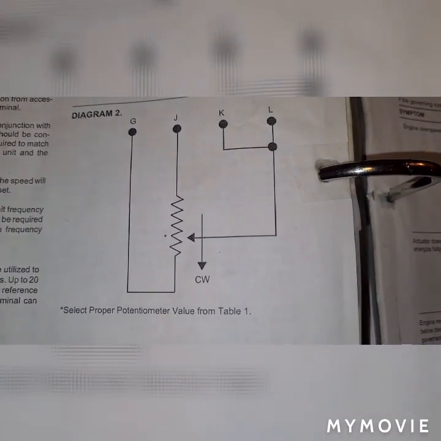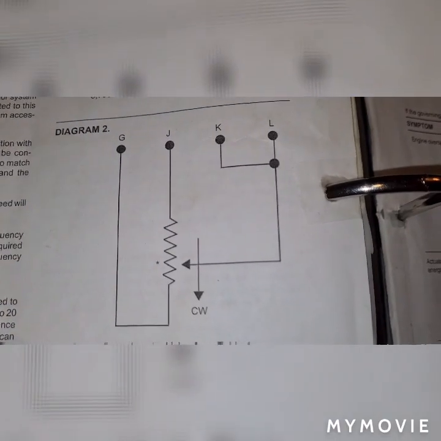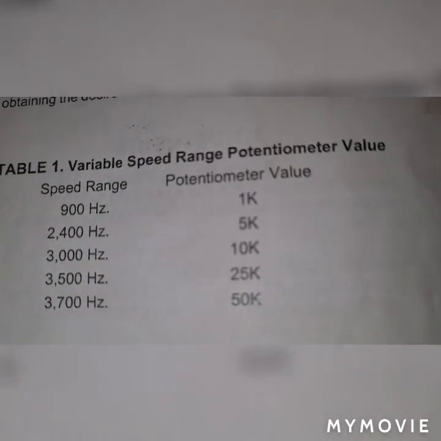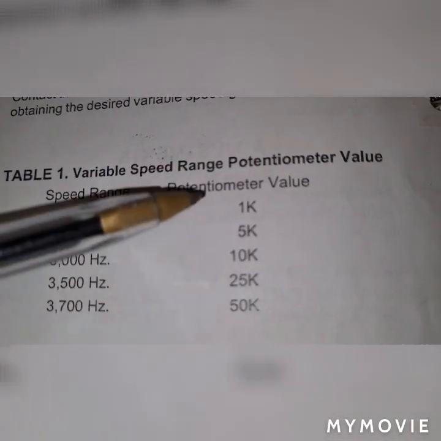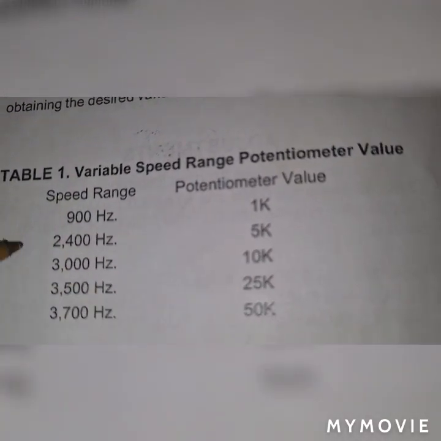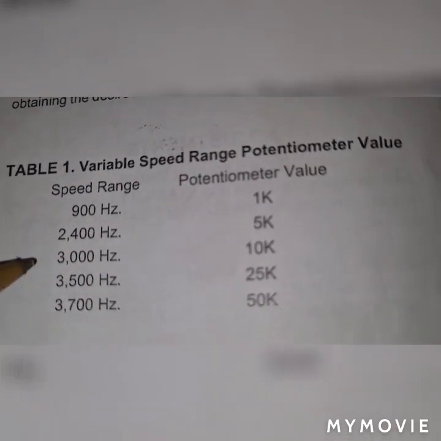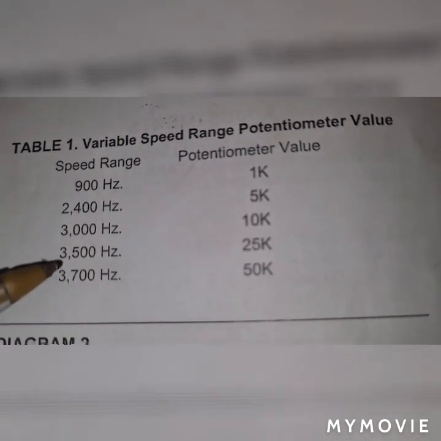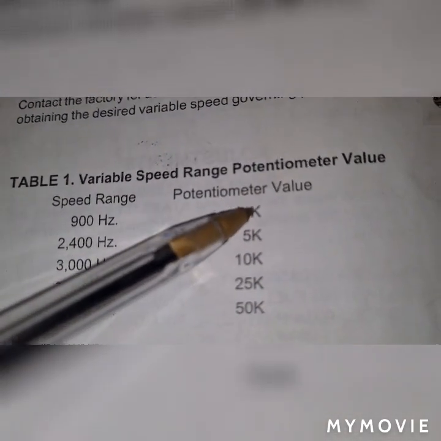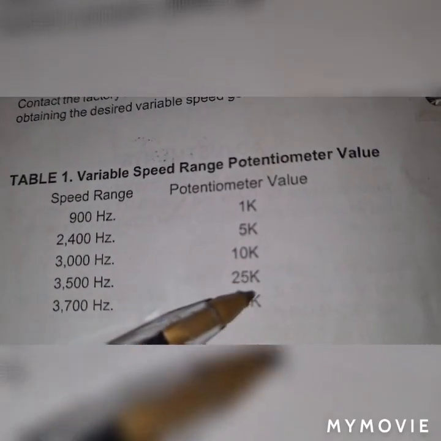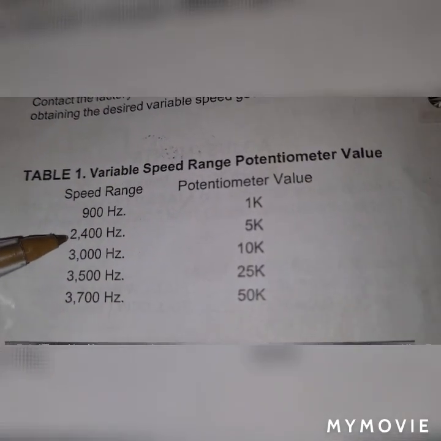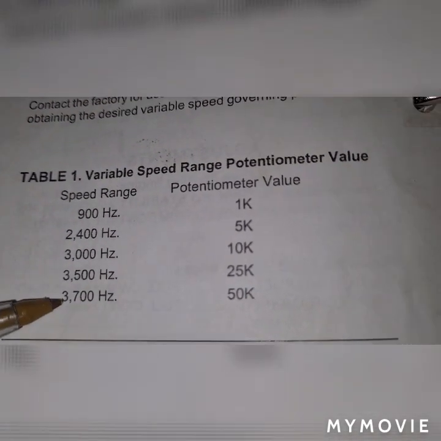As you can see, you have the 5K ohm resistor, meaning you need to select the proper potentiometer value from table 1. So this is your table number 1, from which the variable speed range by potentiometer value: for 1K, the speed range is 900 Hz. For 5 kilo ohm, you have 2400 Hz. For 10 kilo ohms, you have 3000 Hz. For 25, you have 3500 Hz. And for 50 kilo ohm, you have 3700 Hz. So by inputting a 1, 5, 10, 25, and 50 kilo ohm value, the speed will have a frequency of 900, 2400, 3000, 3500 to 3700 Hz.